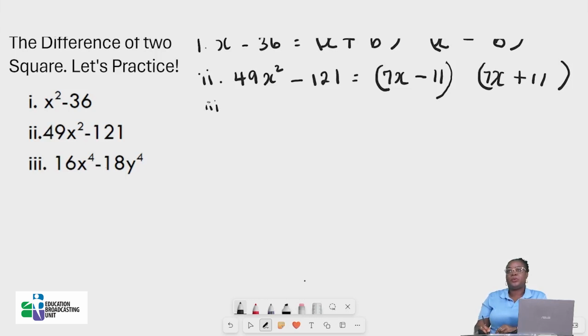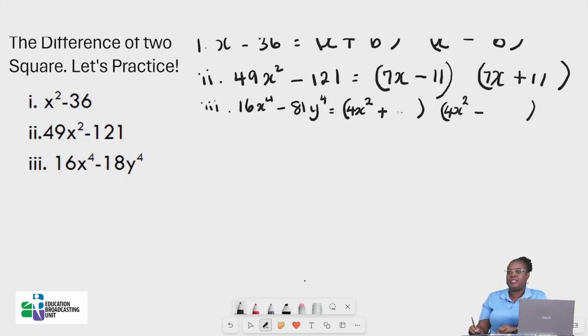Let us factorize our final expression. 16x to the fourth power subtract, that should be 81y to the fourth power. And with our corrected expression, we start with our brackets, and we find the square root of 16x to the fourth power, which would be 4x to the second power. We're going to put our addition sign, and we are going to write 4x to the second power, and we will put our subtraction sign.